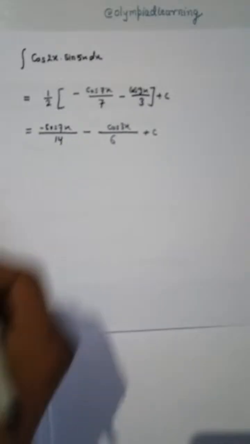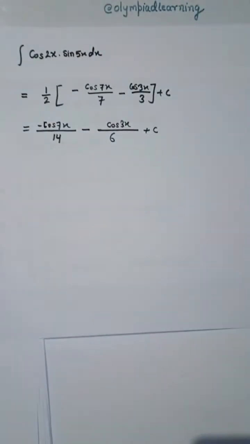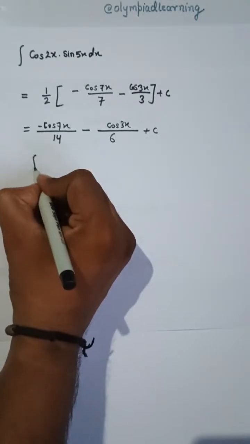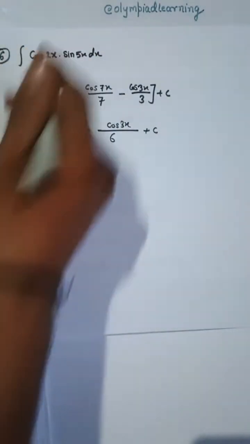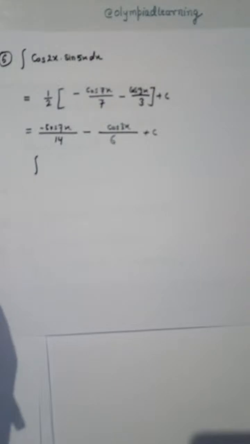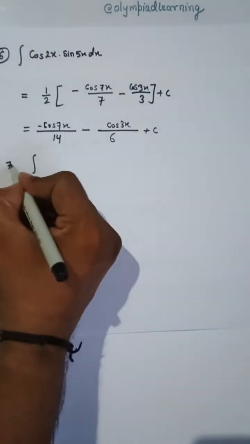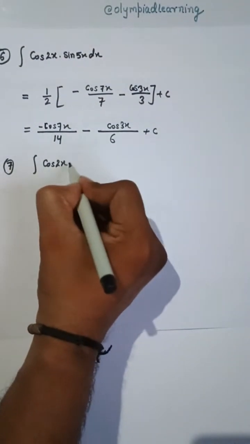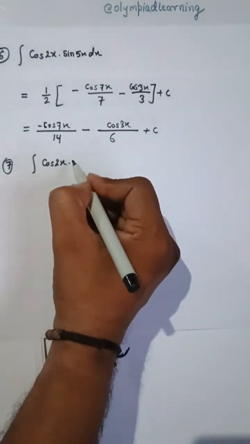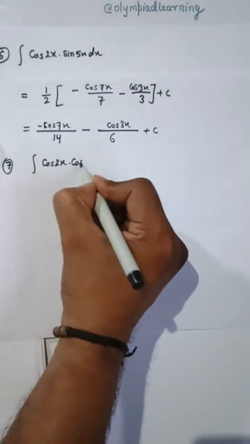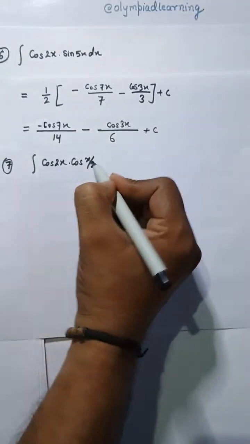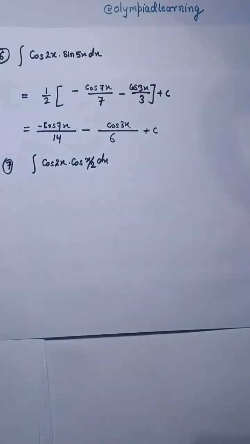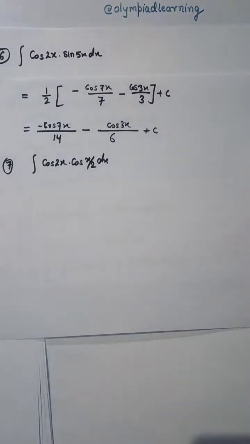Let's do another problem. Here we are having 7. Next problem, I can say that this one was the 6th problem, because 1 to 5 I have done in my previous session, and this one is question number 7. So you can solve this problem here, the integration of cos 2x and then cos x by 2 and then dx.